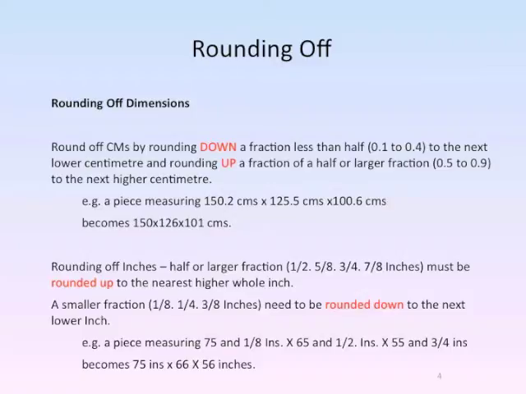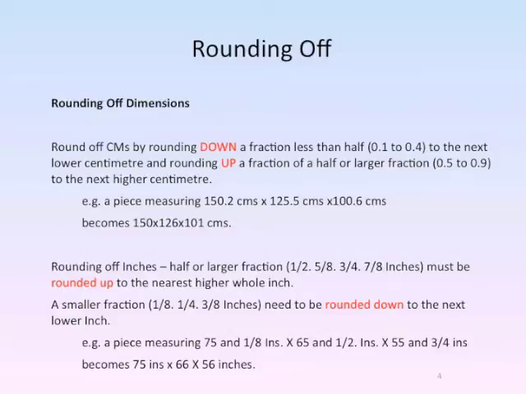Rounding off dimensions. Round off centimetres by rounding down a fraction less than half, 0.1 to 0.4, to the next lower centimetre, and rounding up a fraction of a half or larger fraction, 0.5 to 0.9, to the next higher centimetre. For example, a piece measuring 150.2 centimetres by 125.5 centimetres by 100.6 centimetres.